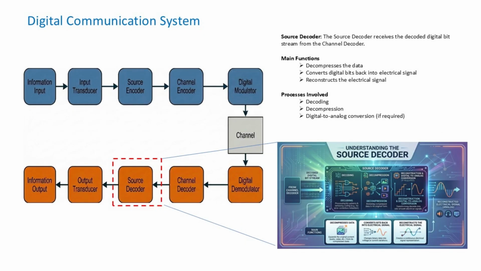Next is the source decoder. The source decoder receives the decoded digital bit stream from the channel decoder and reconstructs the original information. Its main functions include decompressing the data, converting the digital bits back into an electrical signal, and reconstructing the original signal as closely as possible. The typical processes involved are decoding, decompression, and digital-to-analog conversion if required, depending on the system design.